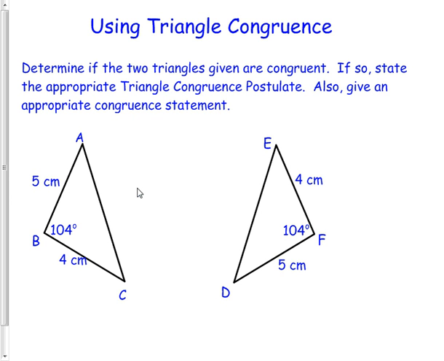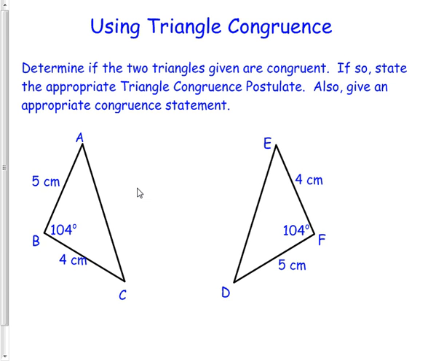Today we're going to learn about using the triangle congruence postulates. So in the previous video we looked at what the 5 triangle congruence postulates are. And here we're going to actually use them and determine if two triangles are congruent. The instructions on this one say determine if the two triangles given are congruent. If so, state the appropriate triangle congruence postulate. Also, give an appropriate congruence statement.